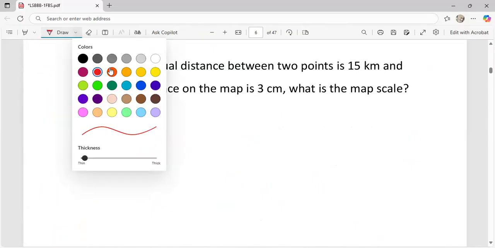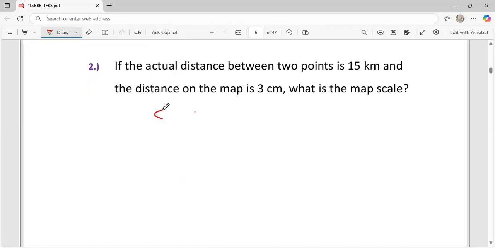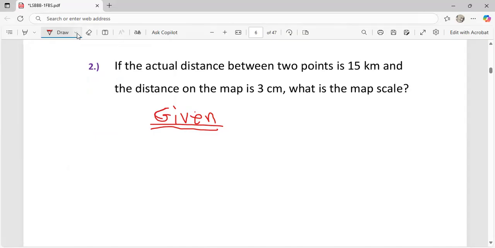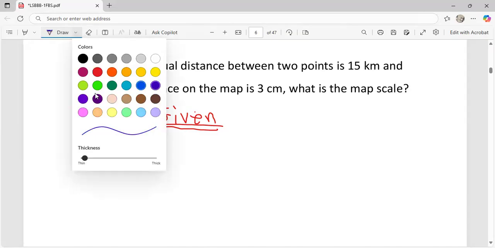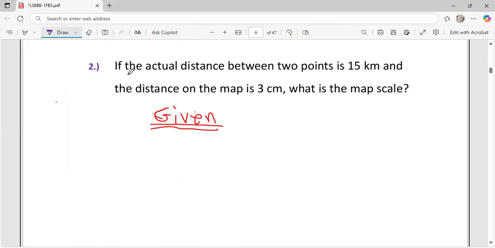So first of all, what do we have to do? We only have to pull down our given. With the help of the given, we can solve the question. Then from the given, we abstract the vital information from the question itself.